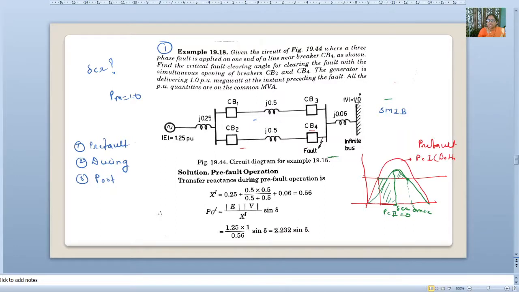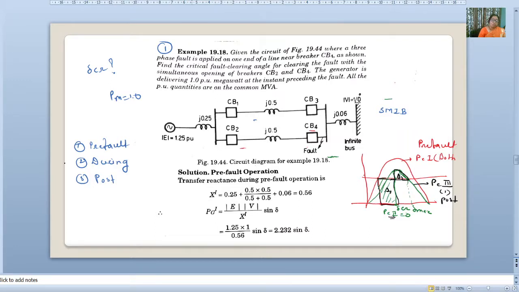So we have to understand this, and draw it in each case. This is area A1, this is area A2. When both areas are equal, the system will be stable. Now this is PE1, PE2 will be 0, and this is our PE3, where only one line is working, and this is the post-fault condition.